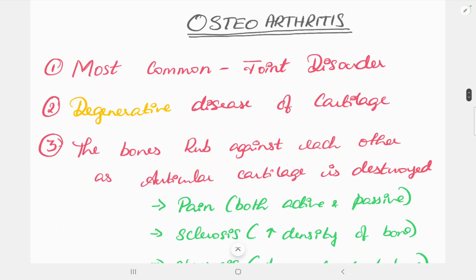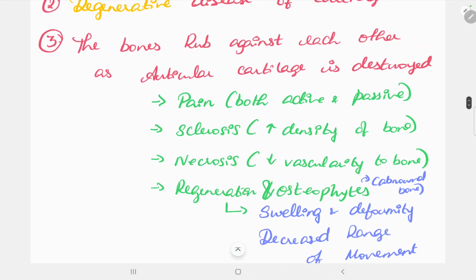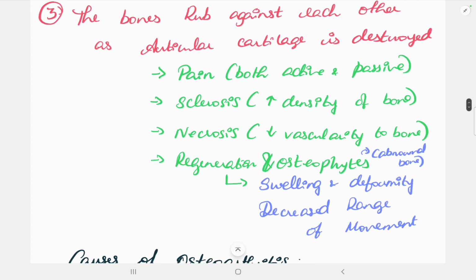Okay, so coming to osteoarthritis, it is the most common joint disorder, and this is a degenerative disease. This most commonly occurs in old age, and it is a degenerative condition. It is not an inflammatory condition, it is a degenerative condition. So what happens is degeneration of articular cartilage. The main thing that is involved is the articular cartilage, which is degenerated. So due to this, there will be pain. So without any movement or with movement, there will be pain in osteoarthritis.